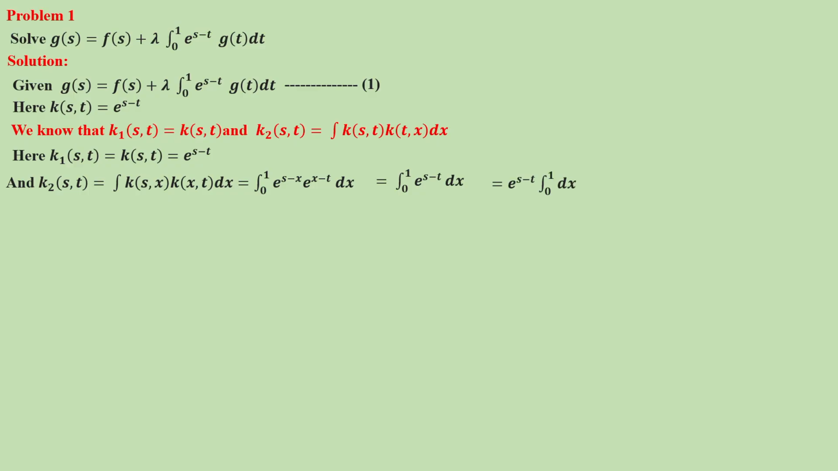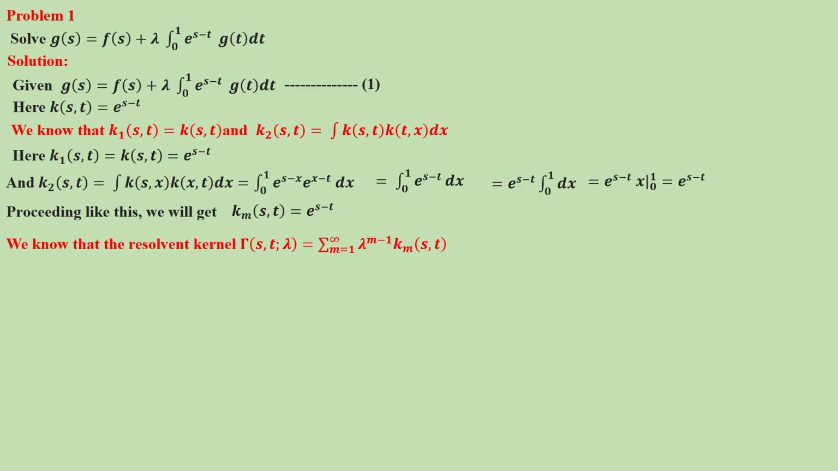So taking e^(s−t) outside the integral, because the integration is with respect to x, we get e^(s−t) ∫₀¹ dx. The integral of dx is x, lower limit 0, upper limit 1. So you will get e^(s−t). Proceeding like this, we will get Kₘ(s,t) equal to e^(s−t). For all of them you will get e^(s−t) only, right?